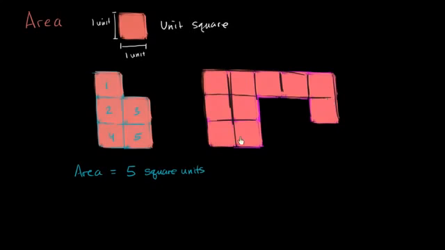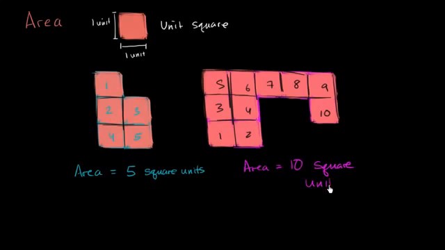And we can count them. We have 1, 2, 3, 4, 5, 6, 7, 8, 9, 10. So we could say the area here, and let me actually divide these with the black boundary too. It makes it a little bit clearer than that blue. So the area here for the purple figure is equal to 10 square units.